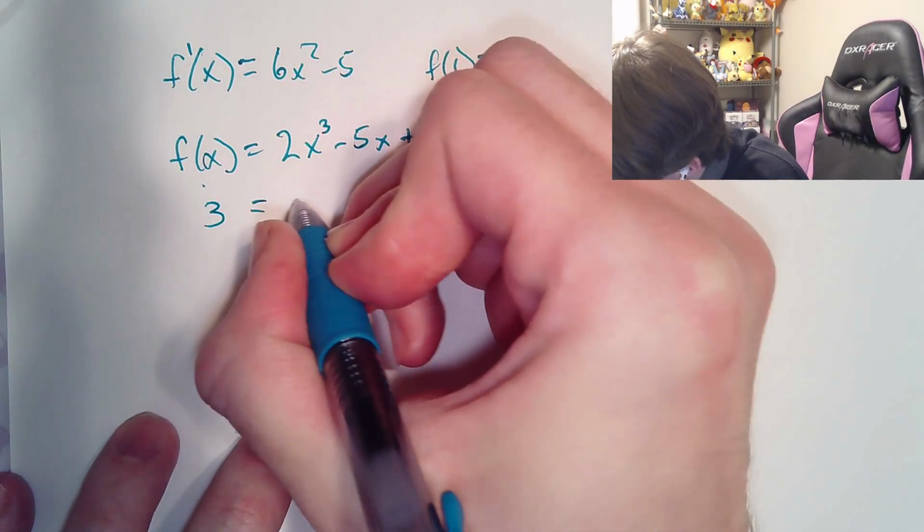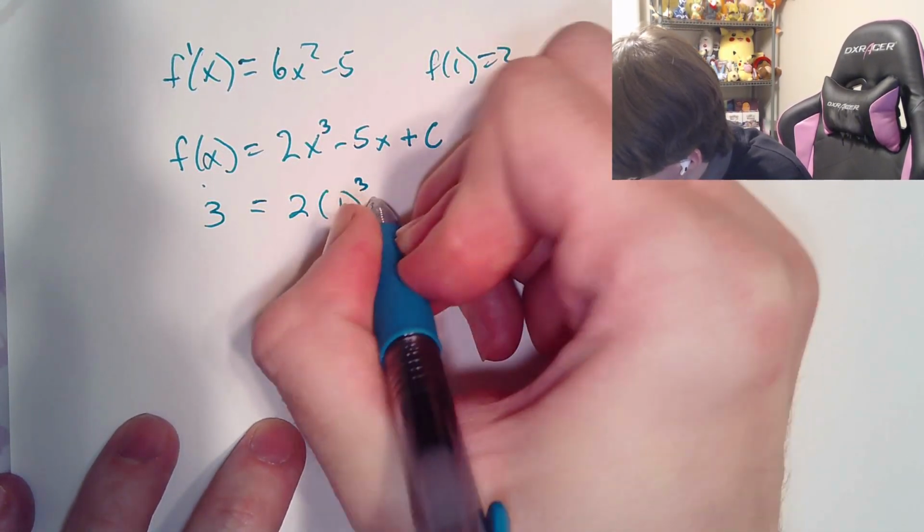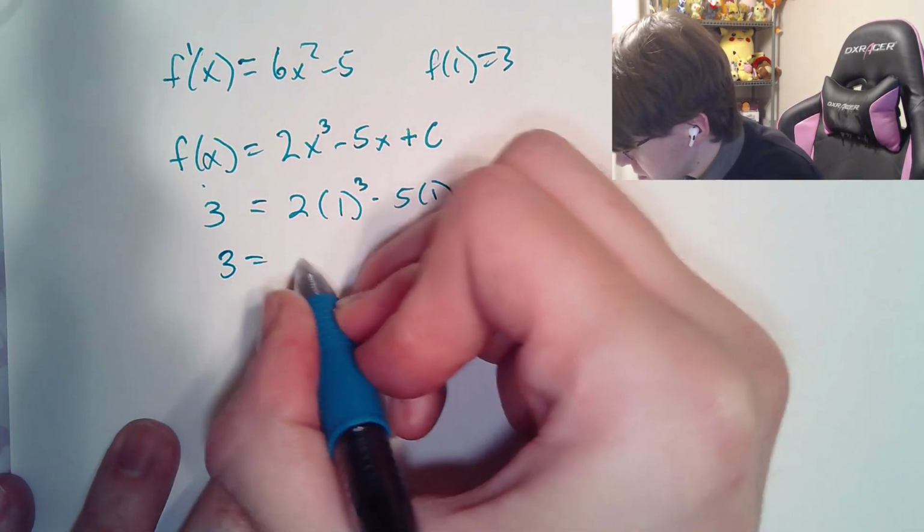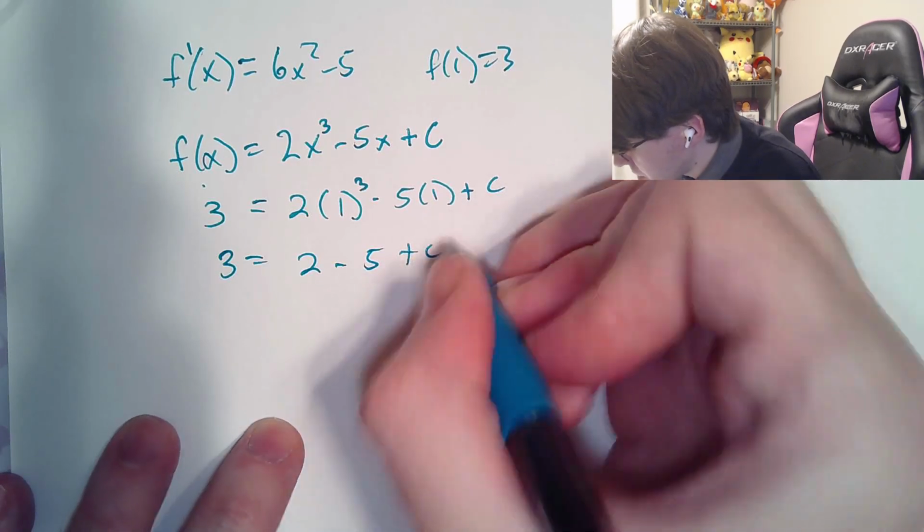Anyways, finishing up here, we have f of 1 is equal to 3, so if I plug in a 1 there, I get 2 multiplied by 1 cubed minus 5 times 1 plus c. We got 3 is equal to 2 minus 5 plus c.